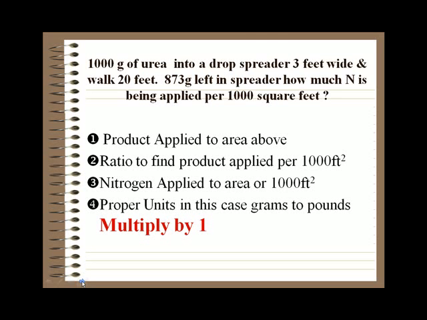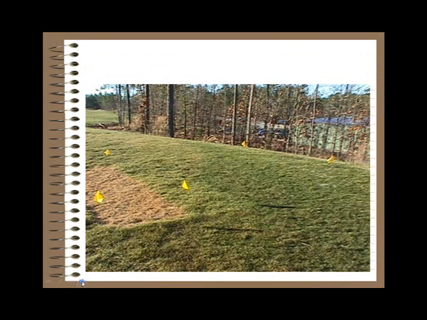So, what's going on here? This area has no nitrogen, 0 pounds per 1,000 square feet. This area has 1 pound of nitrogen per 1,000 square feet. This area here has 10 pounds of nitrogen per 1,000 square feet. And you can see, a little bit's good. Excess is not. We can kill the grass.